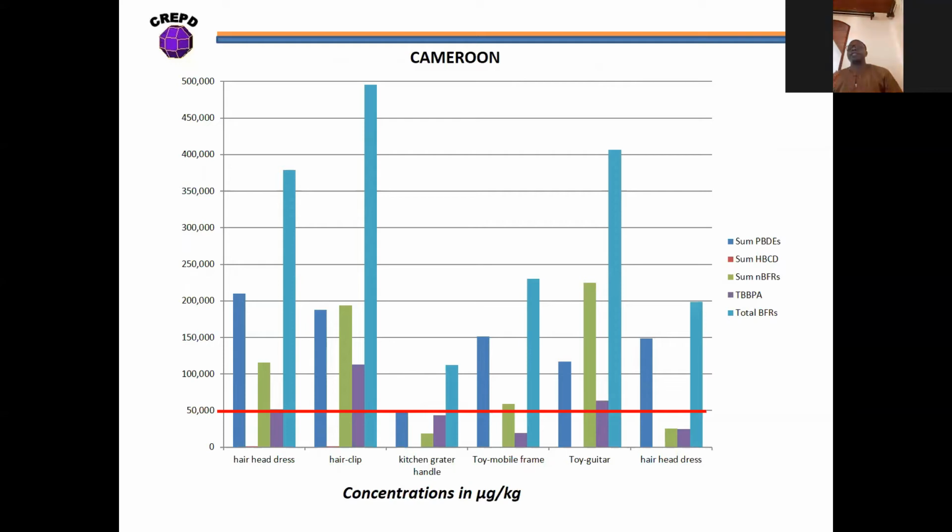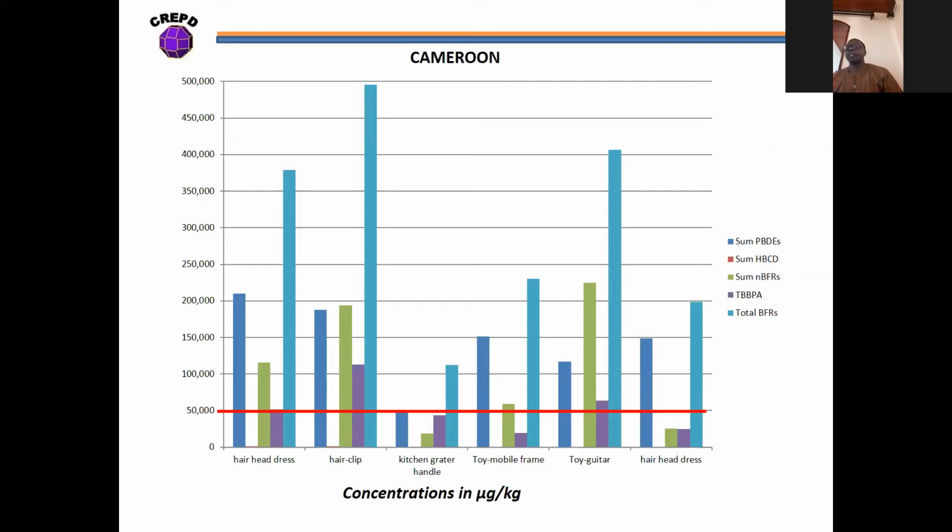This slide presents the data from Cameroon. You can see that from all the 6 plastic items that we analyzed, the PBDE that are POPs already regulated under the Stockholm Convention are present in very high concentration, above the low POP content level of 50 ppm, a value that is now pushed by the African region to define POP waste under the Basel and Stockholm Conventions.